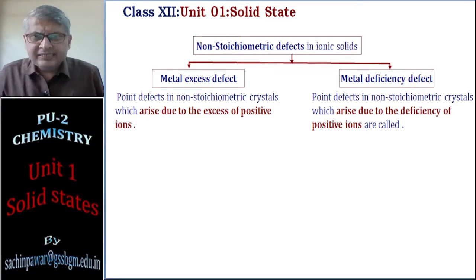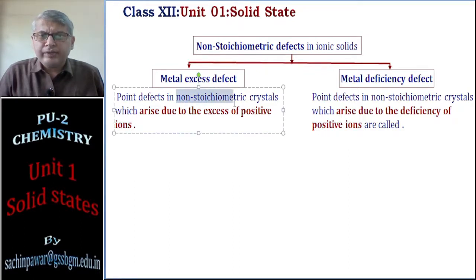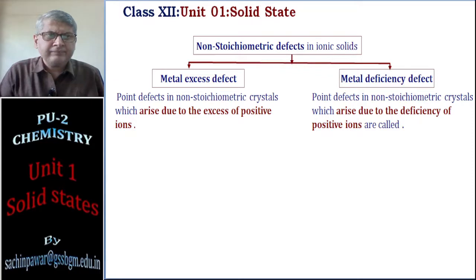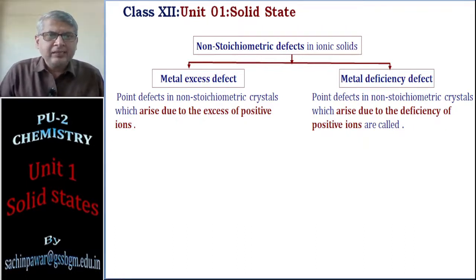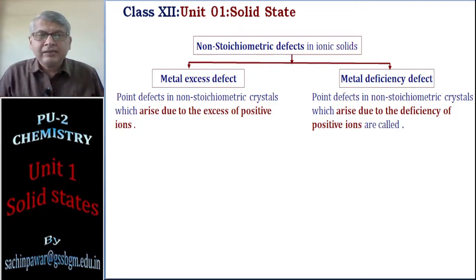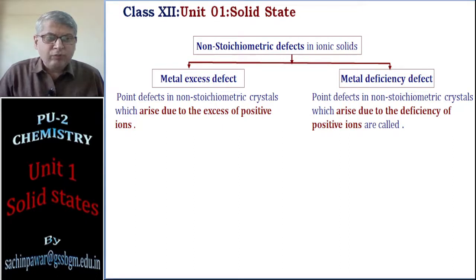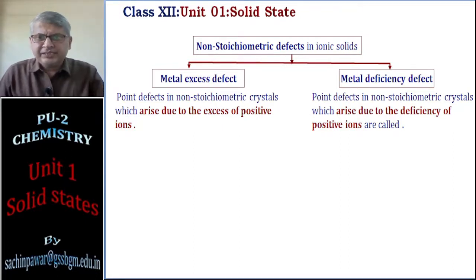Metal excess defect is a point defect, and it is a non-stoichiometric defect. It arises due to the presence of extra cations in the system. Whereas metal deficiency is also a non-stoichiometric point defect, but here there is a deficiency of positive ions. That means the number of anions is more. Let's see some examples on this.